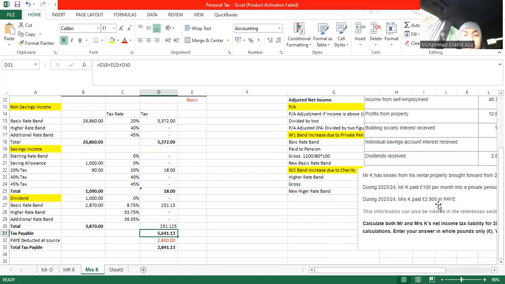Here in the notes, she already paid 2,800 in PAYE. So if we subtract this 2,800 from 5,641.13, the total tax payable will be 2,841.13. So this is the end of our lecture today. In today's lecture, we covered task number 4 from personal tax assessment number 1 and assessment number 2.